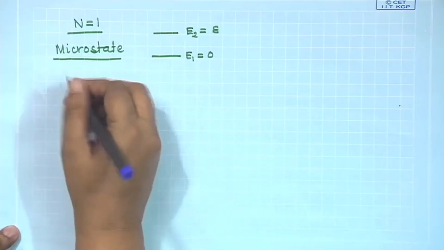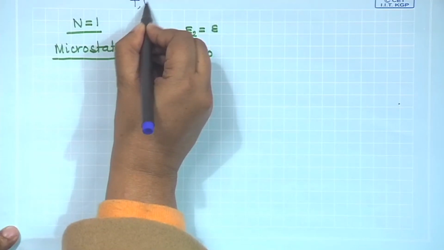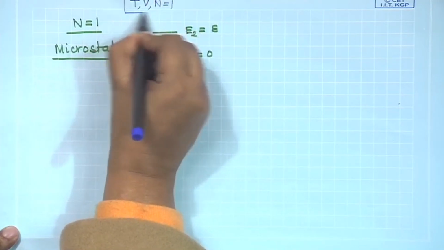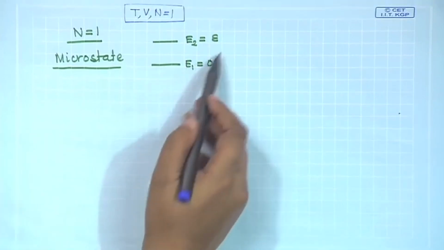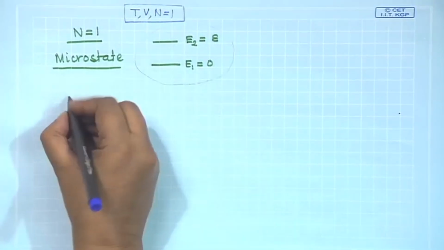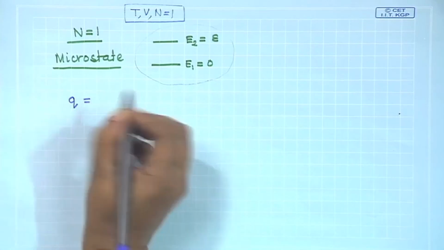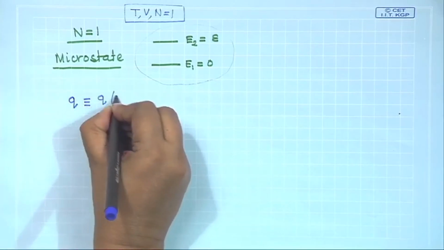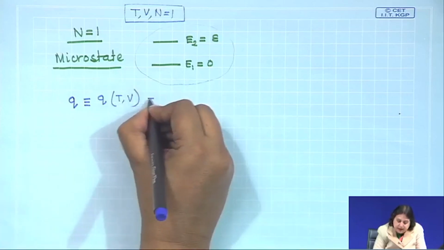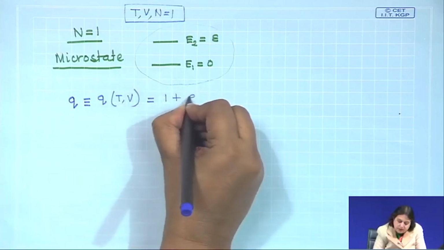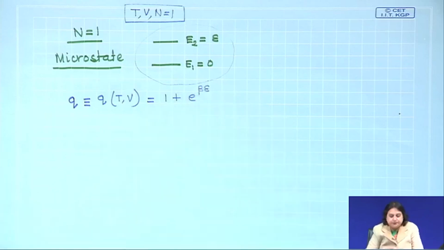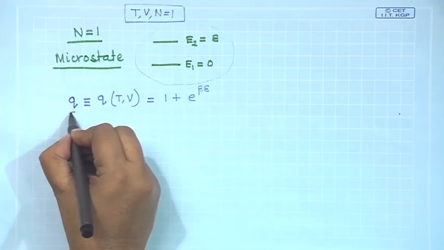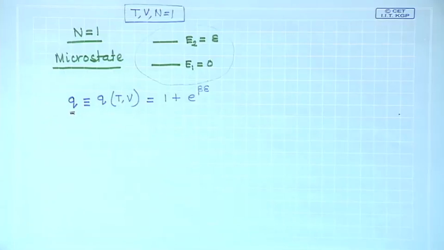We have already seen that by definition, for this system, present at a given temperature and volume with N equal to 1, with this single particle, this is the definition of the microstate, the corresponding canonical partition function, which is going to be a function of temperature and volume, is given by 1 plus e to the power of beta epsilon. I am writing this small q instead of capital Q because I have a single particle system.